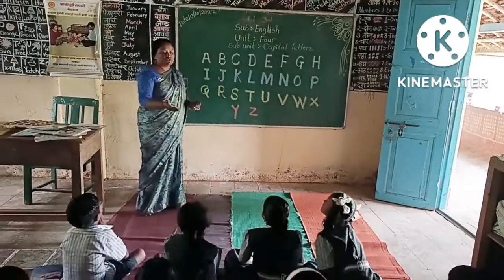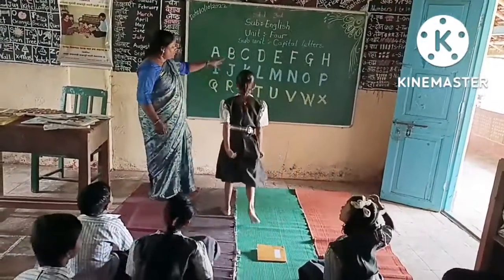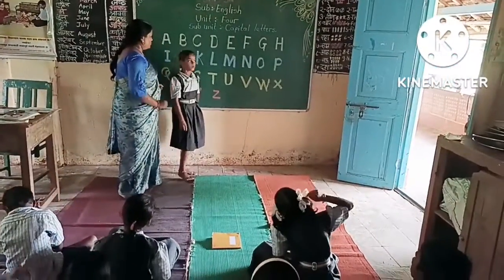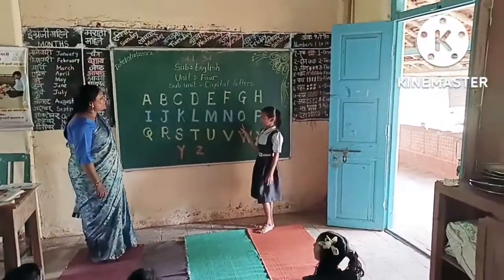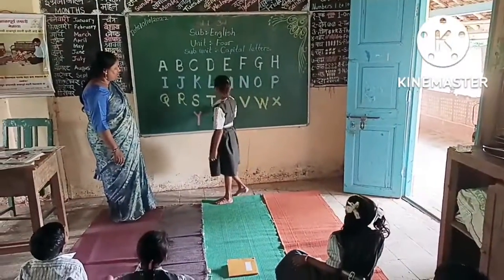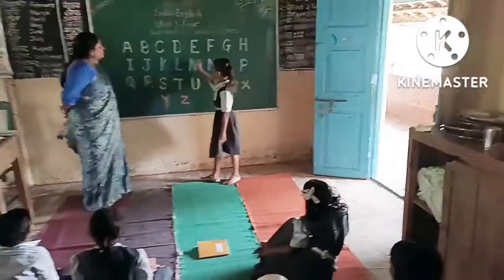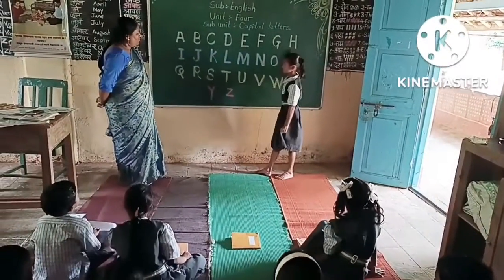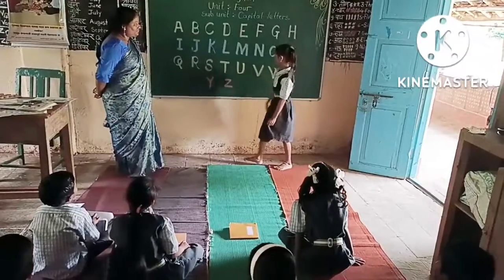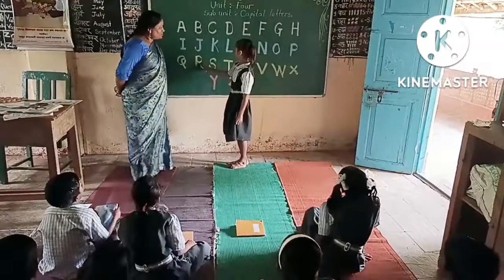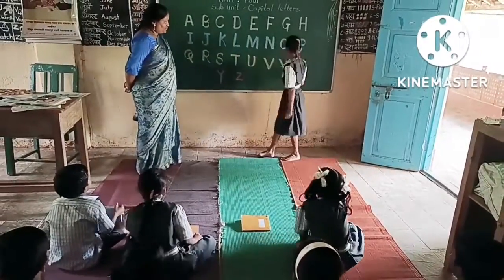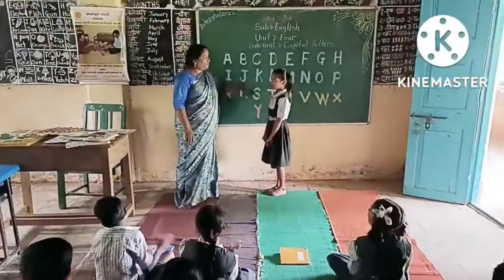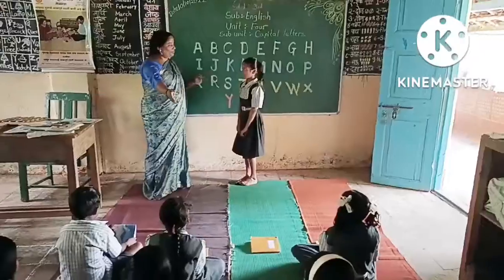Now I will call Reva. Reva, please come here and show me where is O. Show me where is O. Okay. Where is T? There is T. Where is B? Okay. Where is H? Where is R? Correctly. Okay, now Reva, please sit down.